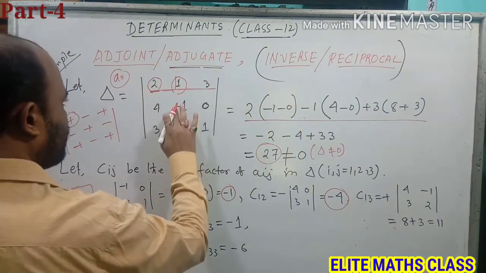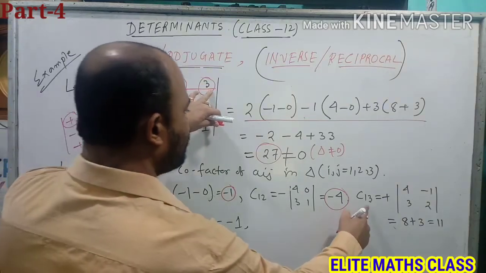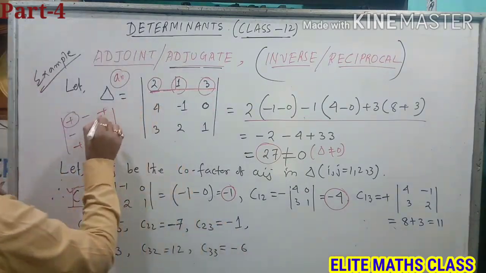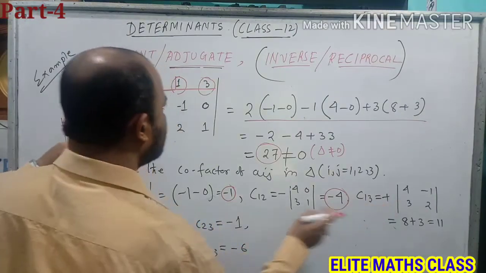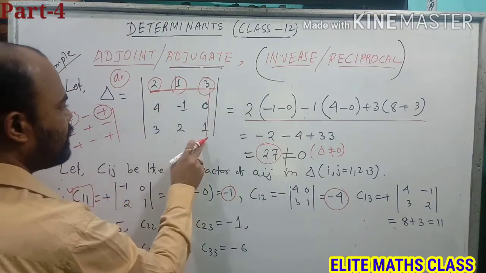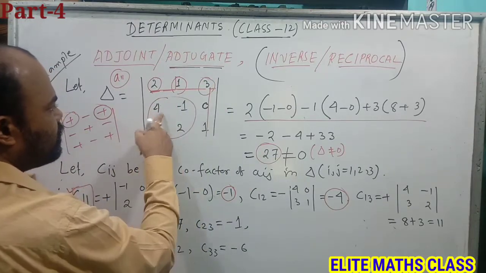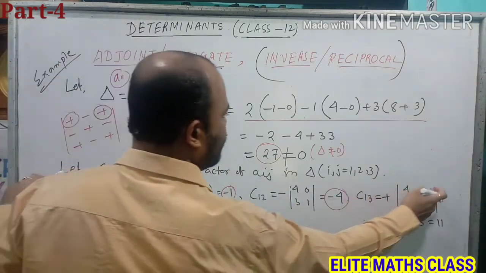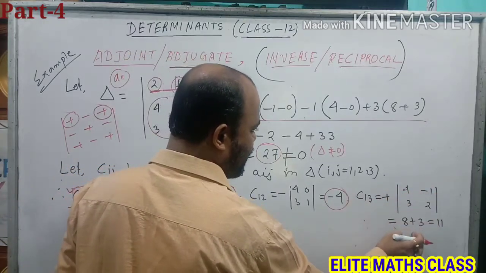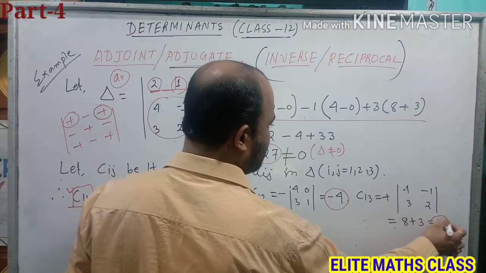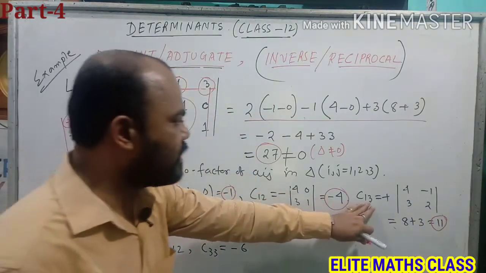Now see the third one, this element, it is A13, so the cofactor will be C13, and the position sign of this position is plus, so plus here. Now you delete the first row and third column in which the element lies. Now what remains? These 4 elements, 4 minus 1 3 2. Now expand this: 4 twos are 8, minus minus plus 3, that is 11. So this is the cofactor of this element, that is A13, and it is written as C13.